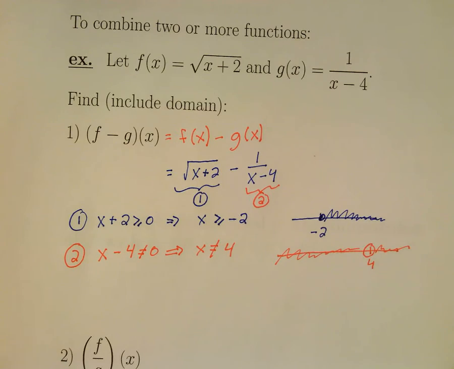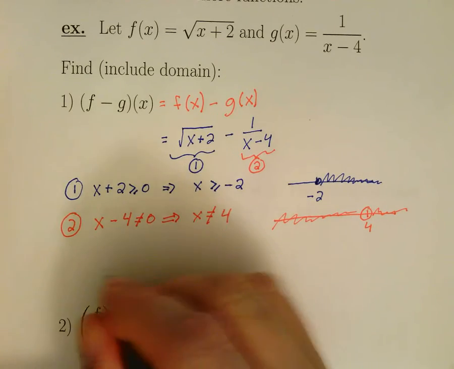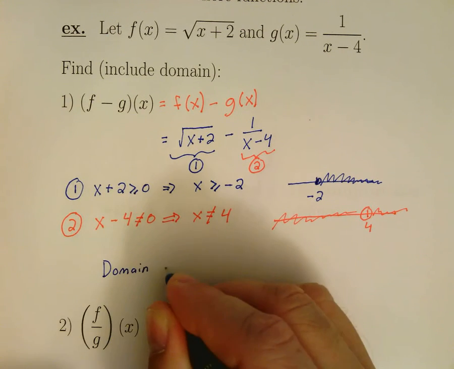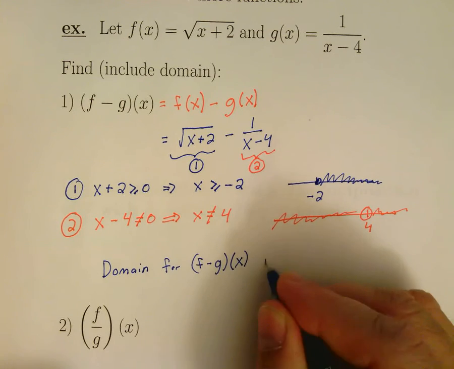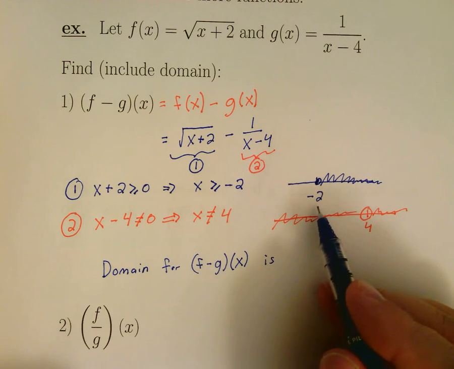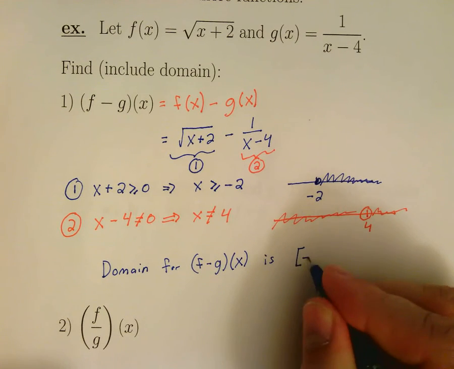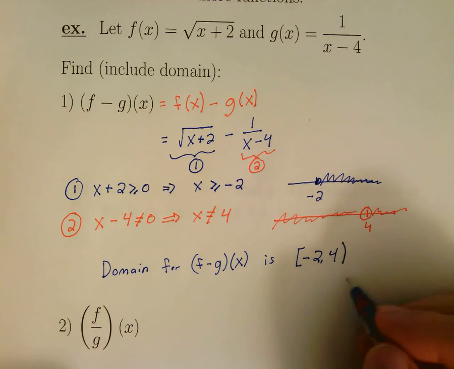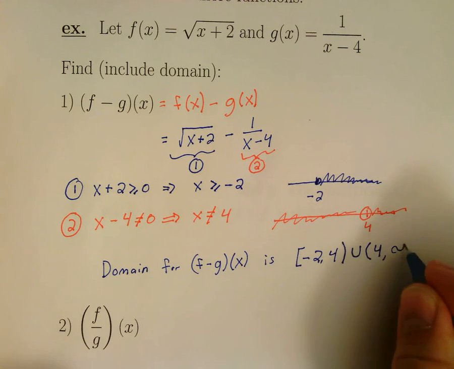Now, what I need is the domain has to satisfy both. So here's what I'm going to have. The domain in this case for f minus g of x is going to be everything bigger than or equal to negative 2, but not 4. So that's going to go from negative 2 to 4. Cannot include the 4, so that's what we have here, the open parenthesis, union 4 to infinity. So really that's it.